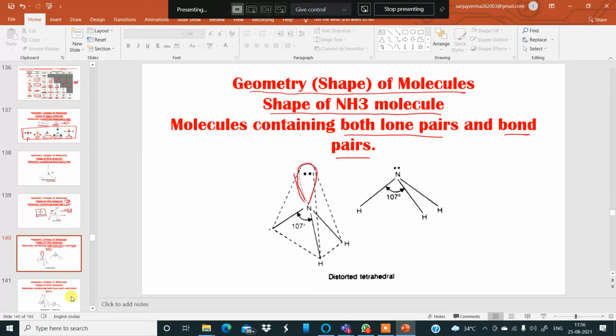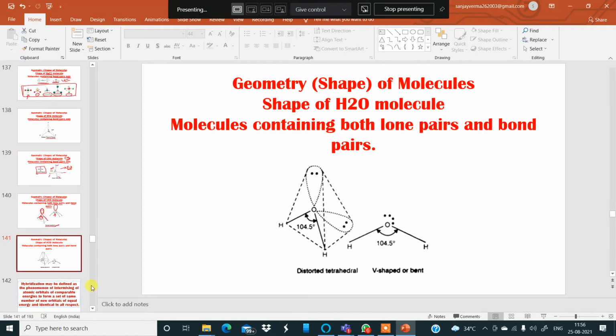Now there is a repulsion between the lone pair and these bonding pairs. That is why the bond angle has become lesser. It has become 107 degrees in the ammonia molecule. So that is called distorted tetrahedral shape. It is tetrahedral, but it is still a distorted tetrahedral shape. Okay, so that is the shape of the ammonia molecule. You must remember the bond angle as well as the shape, the name of the shape.